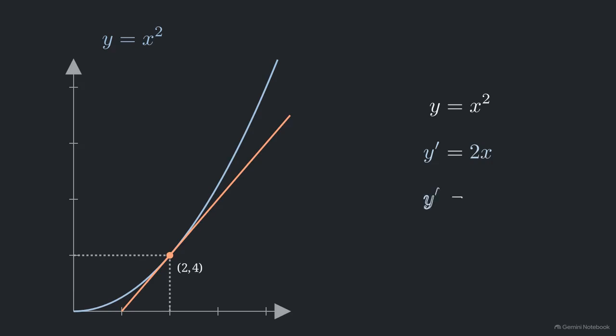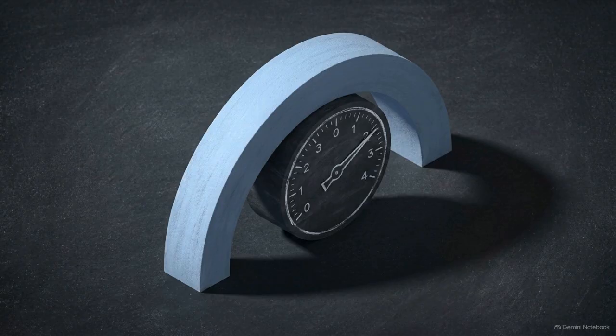For x squared, the derivative is 2x. By plugging in our coordinate of 2, we find an exact instantaneous slope of 4. The first derivative acts as a precise gauge, reading the exact steepness of a curve at any given moment.